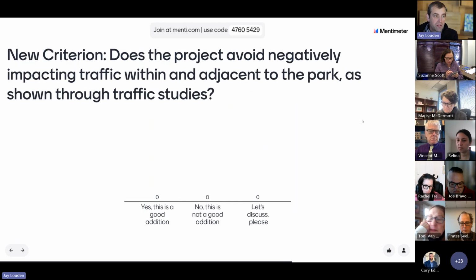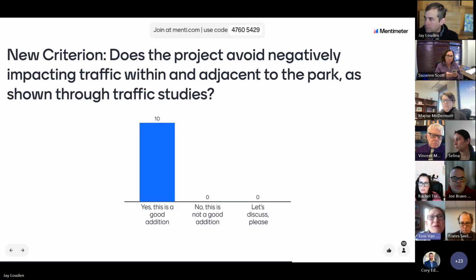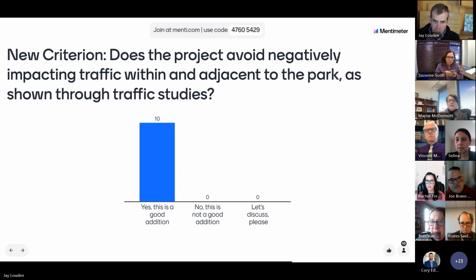New criterion: does the project avoid negatively impacting traffic within and adjacent to the park as shown through traffic studies? I'll let the circulation group talk to this one, but I imagine it has a lot to do with concerns about additional traffic. Go ahead, Tony. I think the biggest question was, do we do traffic studies and when do we do them? And can that be the criterion for whatever it is we do? Did I get that right, Selena? Yes.